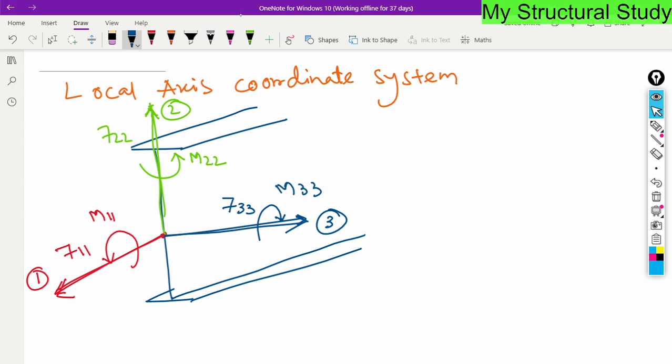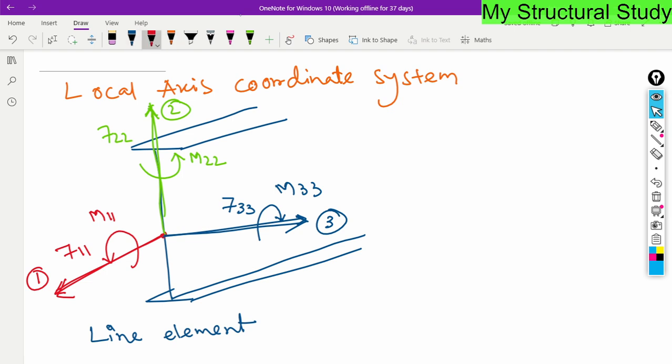Now this scenario is for the line element. So there are two different types of elements in ETABS. One is line element, another is area element. So for line element, this type of local axis arrangement is there. The forces are along a particular local axis, and the moments are about that particular local axis.